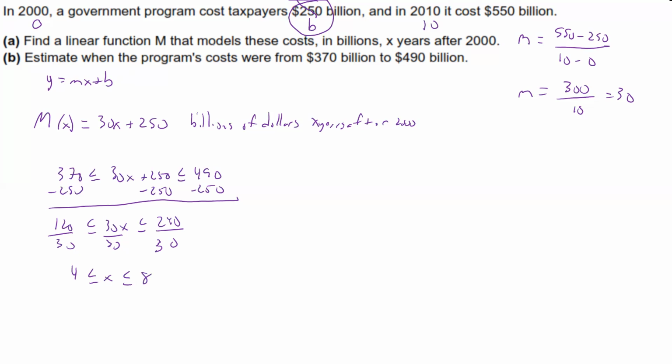Now remember, this is years after 2000. So when was the program cost from there to there? The costs were between 2004 and 2008, because it's just going to be 4 plus 2000 and 8 plus 2000. So that's when our costs were between 370 billion and 490 billion. All right, let's stop there and we'll come back for some more.